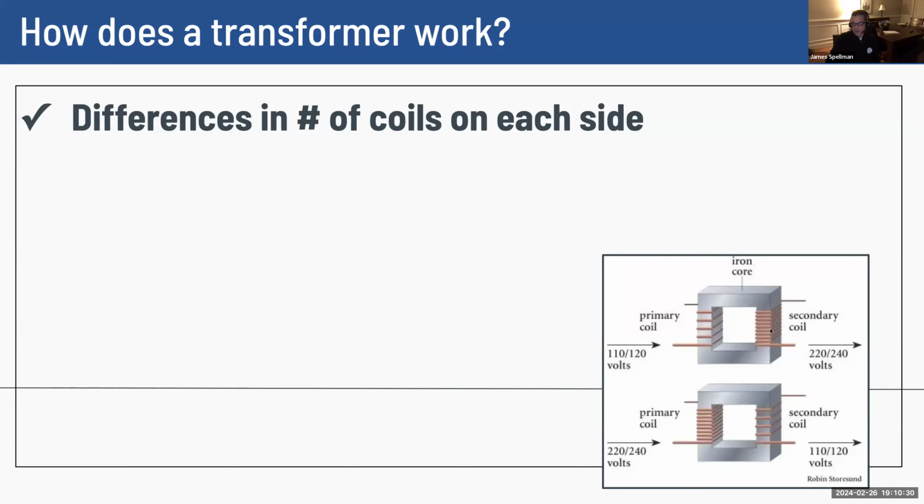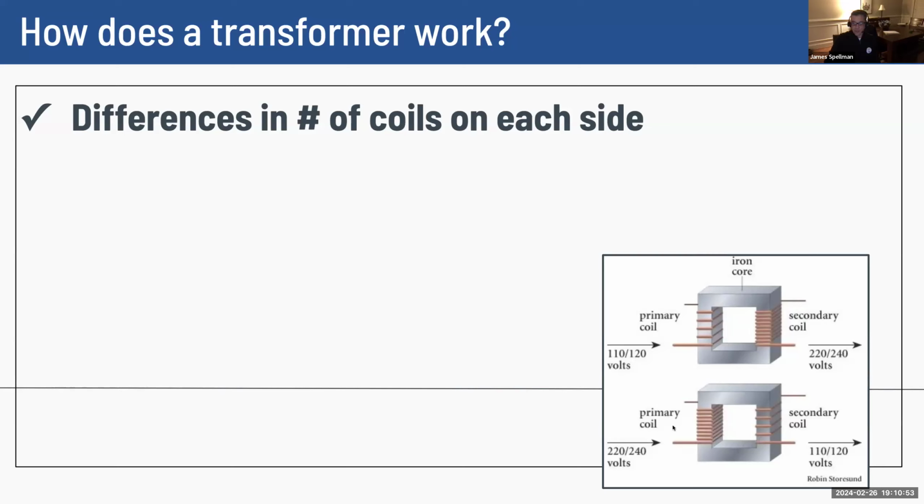And again, these aren't really touching each other, even though they have an iron core. It's not that the electricity is being generated through or transferred through the iron core. What we're going to see is, and I'll open up the PhET simulation here in just a second to show how this works, you'll notice on the left-hand side that there is 110 volts, and on the right-hand side is 220. So this is an example of getting more volts.